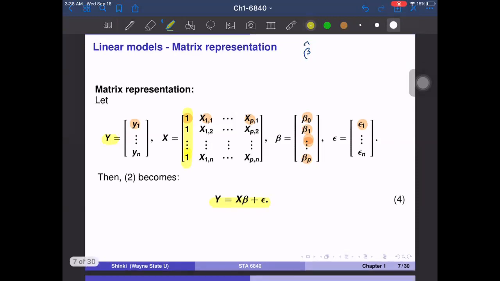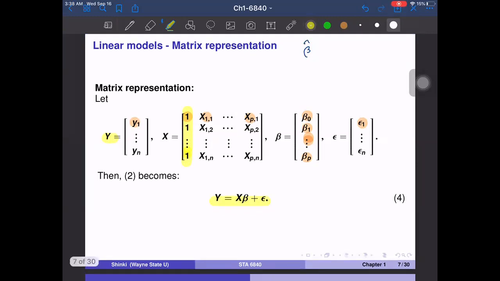This is even much simpler than the general notation for all observations: Y is equal to beta naught plus beta 1 x1 plus up to beta p xp plus epsilon.